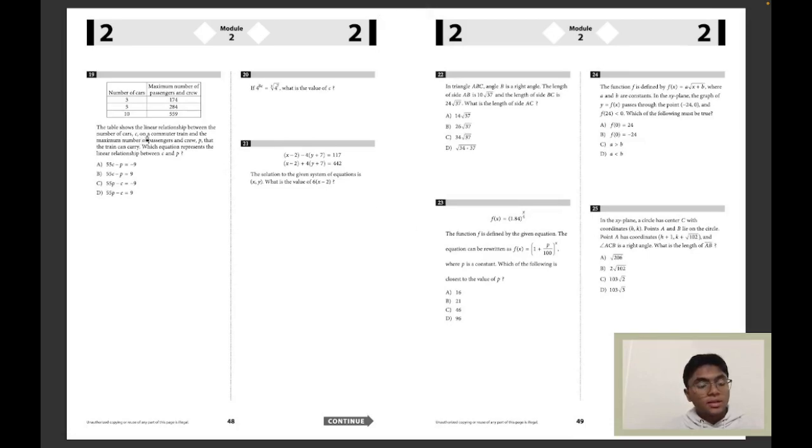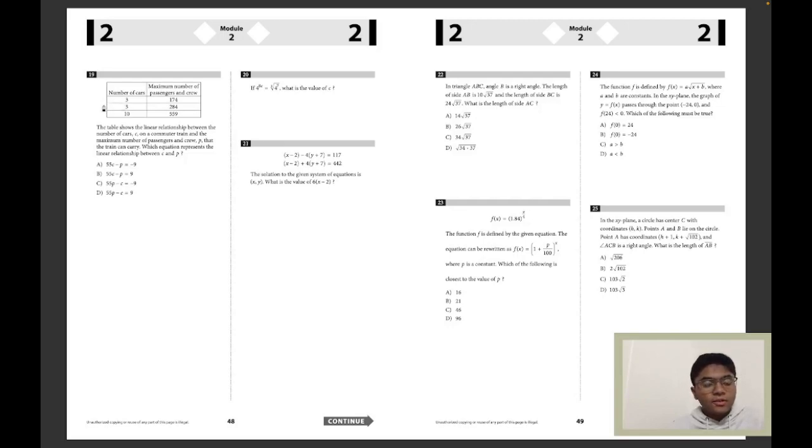The table shows the linear relationship between the number of cars on a commuter train and the maximum number of passengers and crew, P, that the train can carry. Which represents the linear relationship between C and P? So here it's saying that there's a linear relationship. That means that, now this is also, by the way, a situation where you could plug in the answer choices, but I'll go ahead and just find the actual equation.